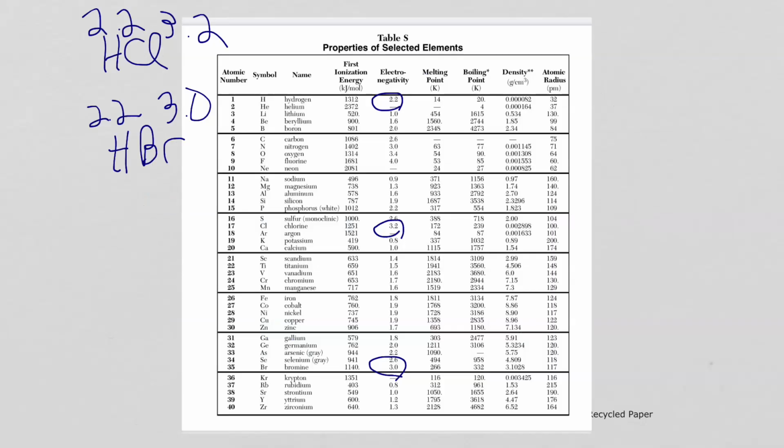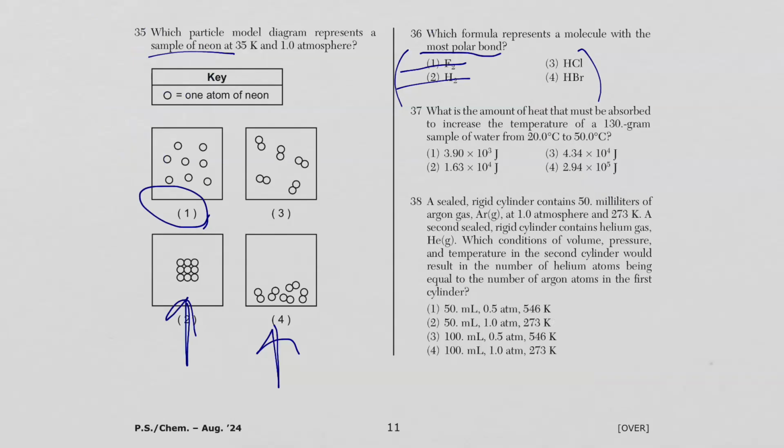What I did here is I just pulled out the electronegativities for hydrogen, chlorine, and bromine. Your HCl is going to have a more polar bond than HBr because look at the electronegativity difference. Cl is 3.2, hydrogen is 2.2. The difference is 1, absolute value-wise. For HBr, bromine is 3.0. So 3.0 minus 2.2 is 0.8. That makes HCl a more polar bond. That means we're circling choice 3.